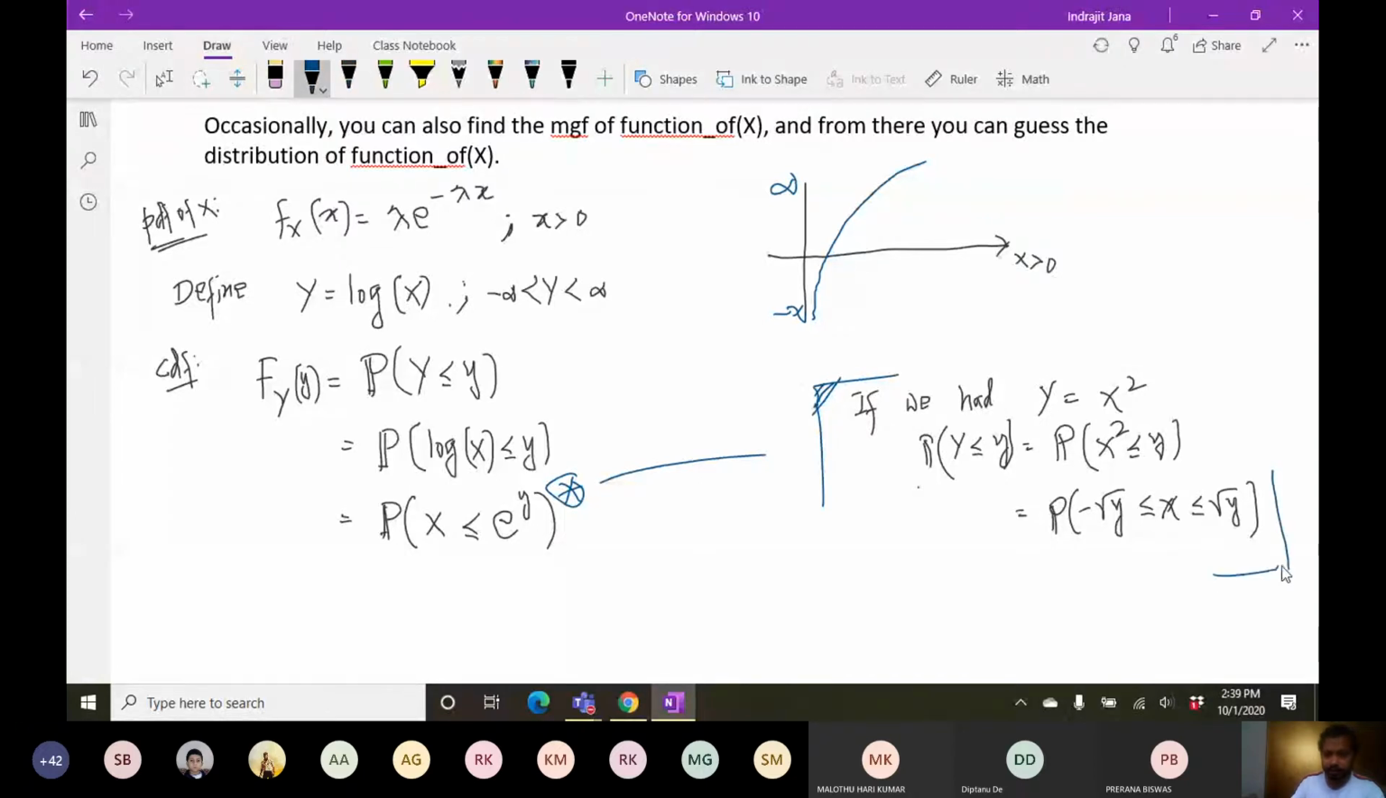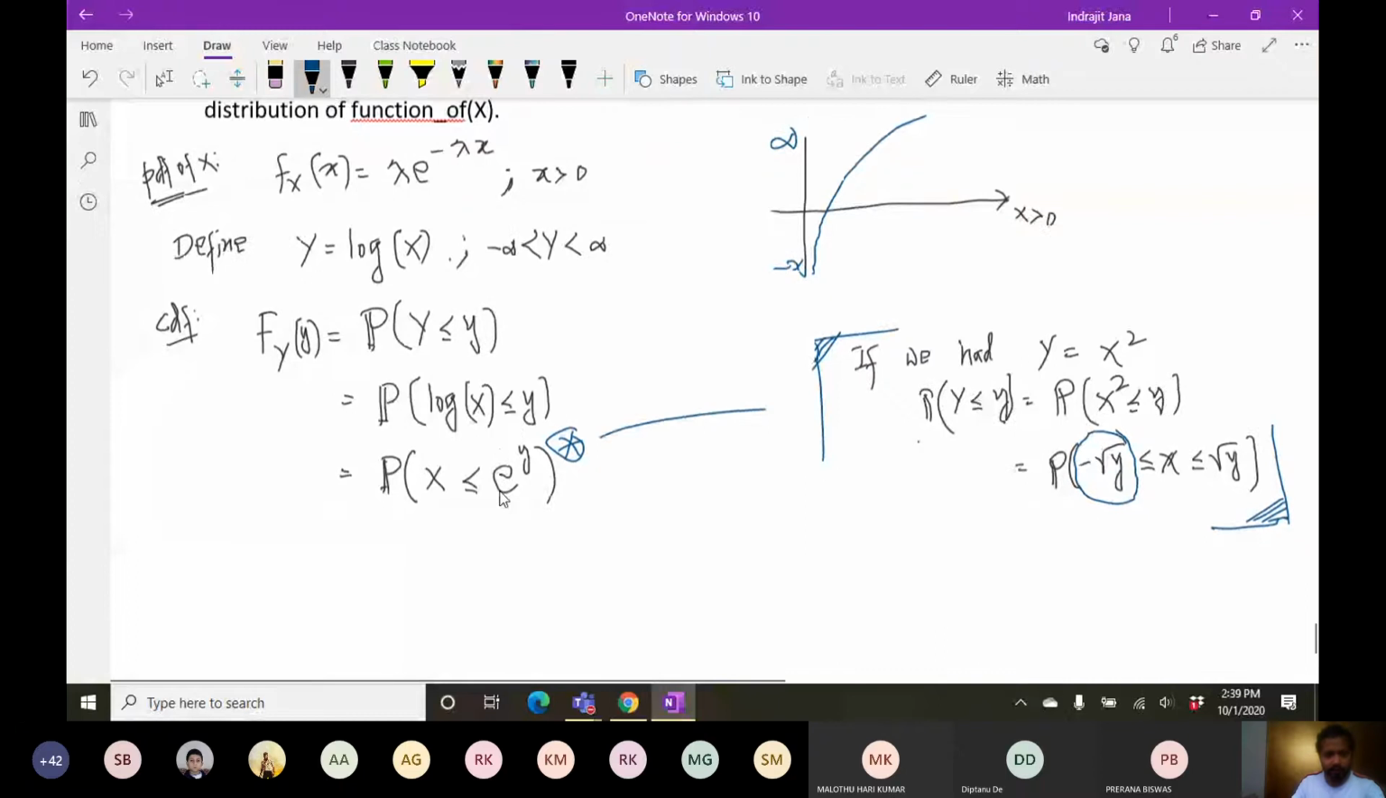So depending on different functions, you will have a different scenario at this step. So that is the step where it changes. Notice that when I was writing x square less than y, I also wrote negative square root of y less than x less than square root of y, not only just x less than square root of y. So you have to be careful about those steps.